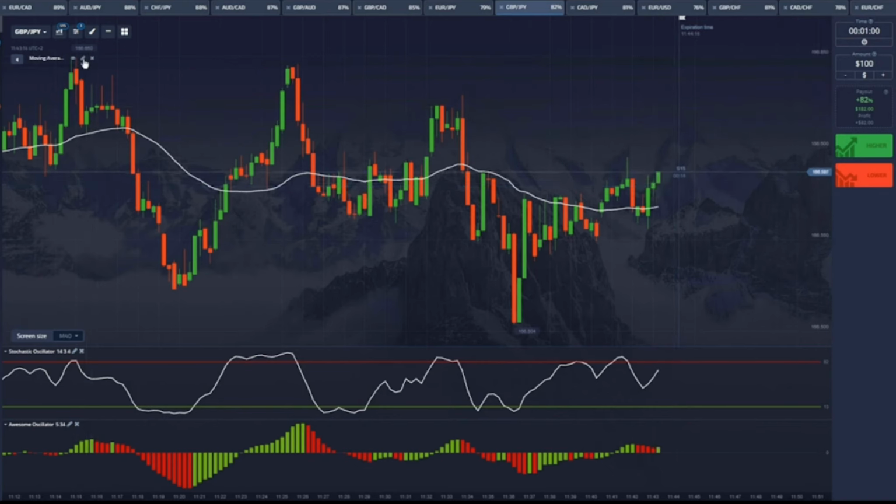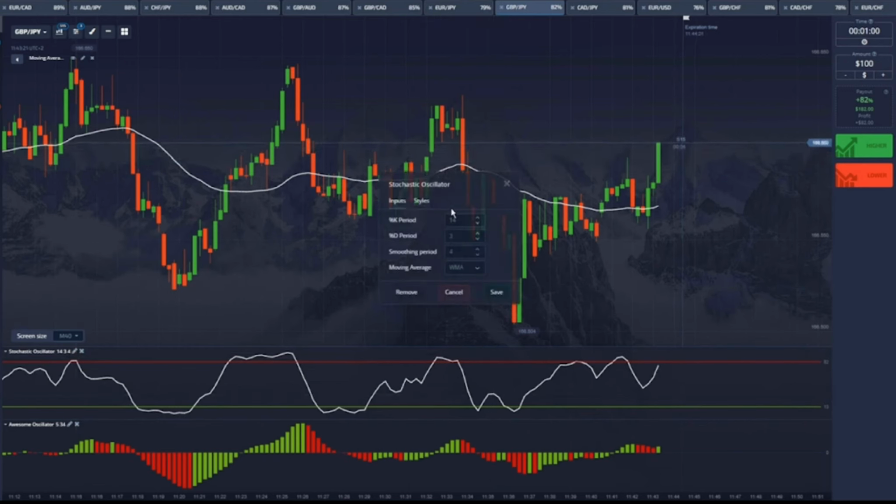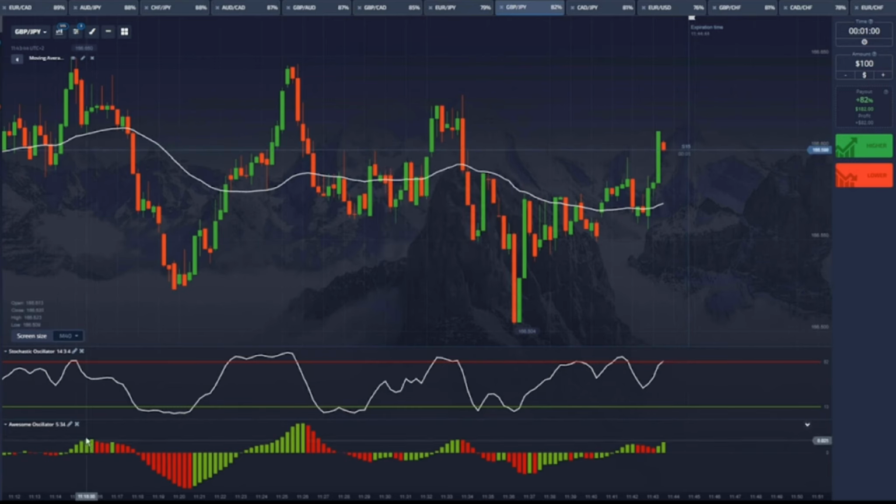A moving average indicator with period 50 and type WMA. The stochastic oscillator with K period 14 and the D period is not used. The smoothing period is 4 and moving average type is WMA. Overbought line 82 and oversold line 13 and save the changes.